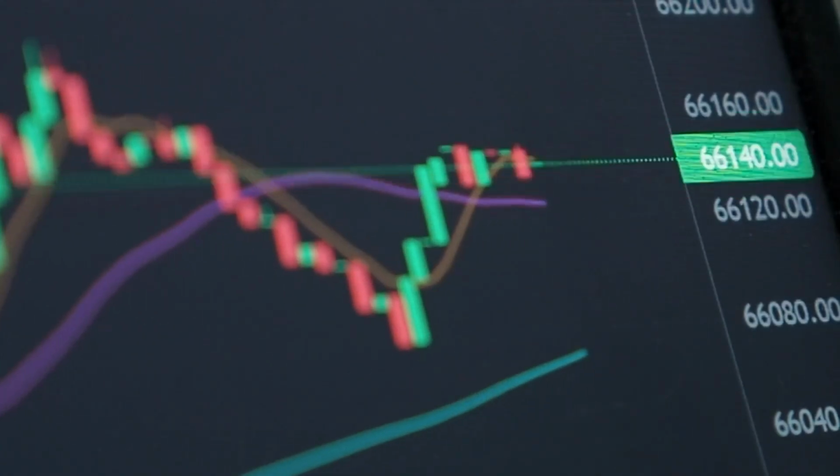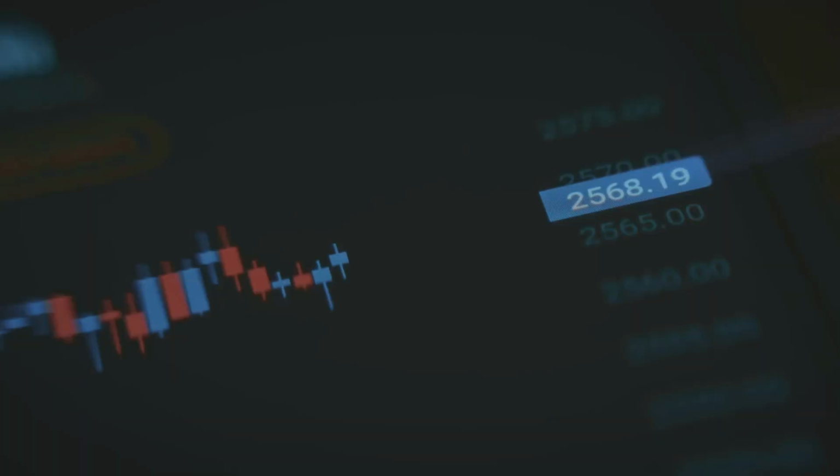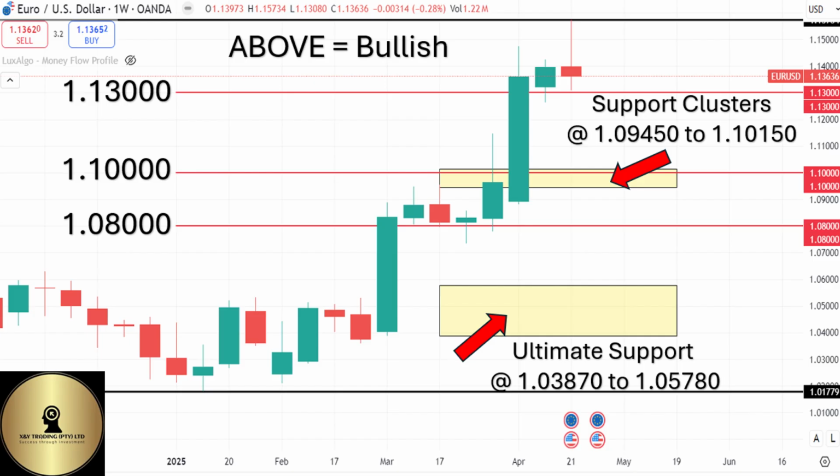Now let's zoom in a bit on the volume profile. There's still a lot of interest between 1.1364 and 1.1504. We're also seeing support clusters between 1.0945 and 1.1015, which means buyers have really been accumulating in that zone. So, if there's any pullback, I'd expect buyers to step in and defend this area. The ultimate support sits down at 1.0387 to 1.0578. If price ever drops that low, it's kind of a value buy zone, unless there's a major regime change, of course.